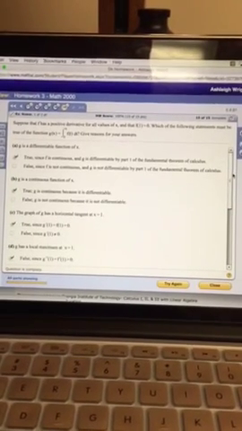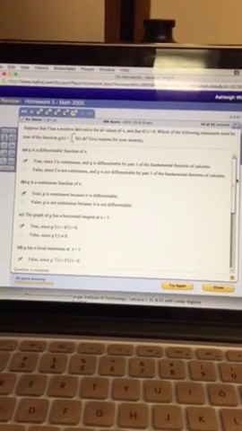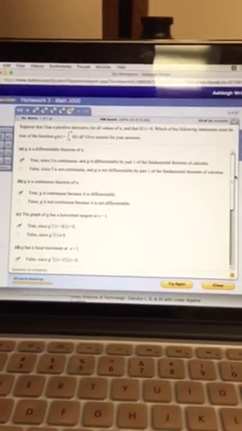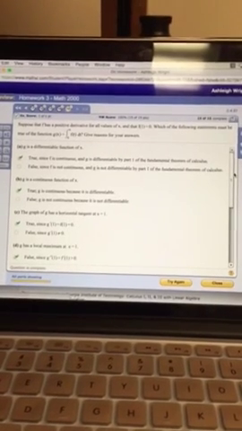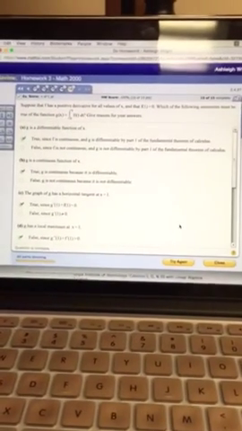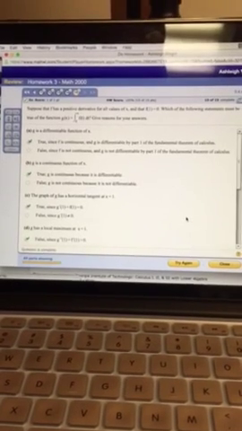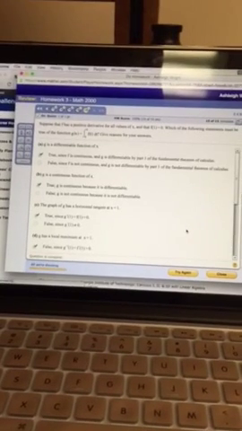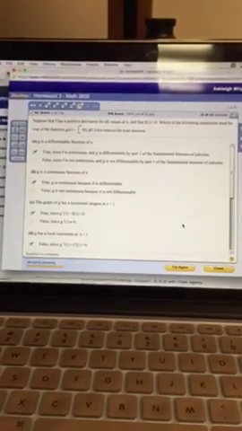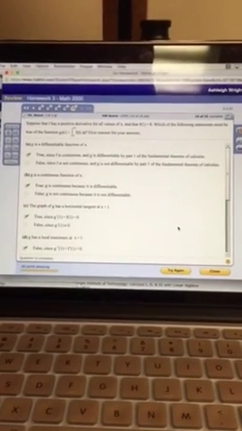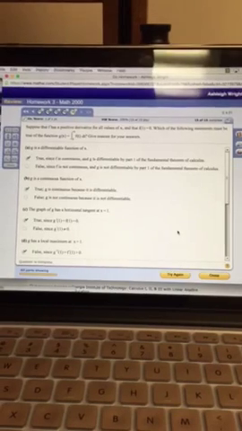B says that g is continuous for function f, or function of x, which is also true because in order for something to be differentiable, it has to be continuous as well. C: the graph of g has a horizontal tangent at x equals 1. This is also true because f of 1 is 0, and the derivative of that integral, because of the fundamental theorem of calculus, would make g prime of 1 0 as well.